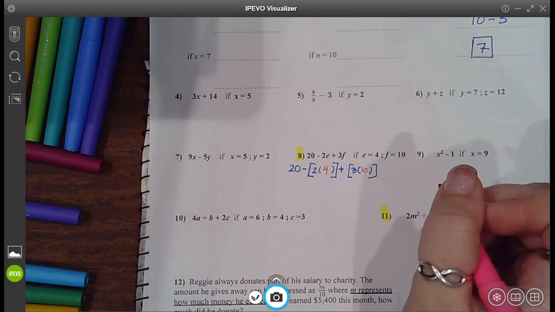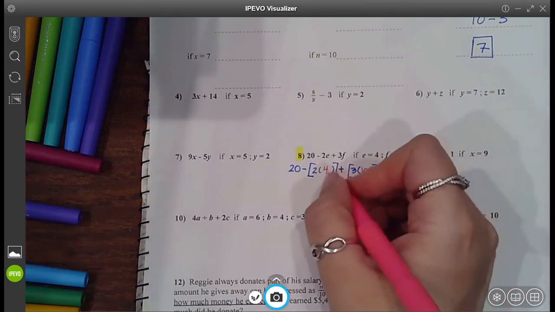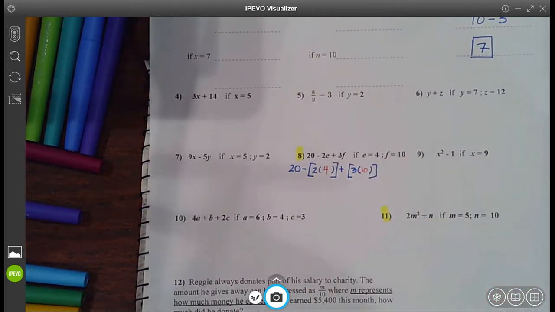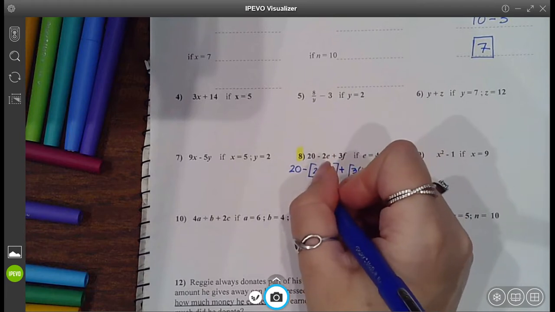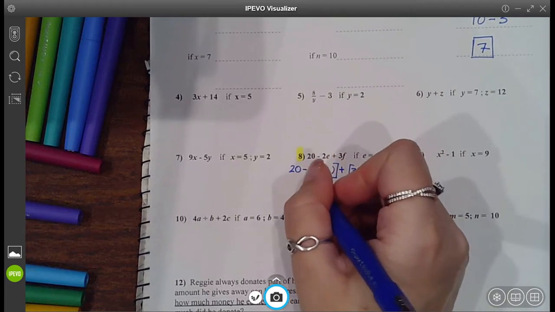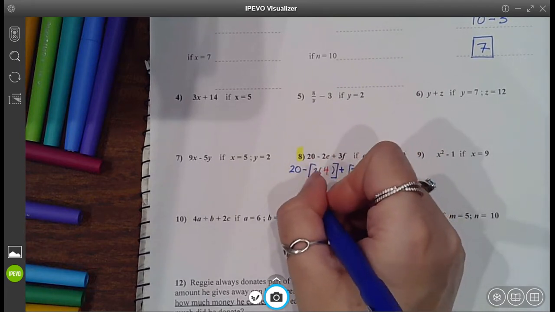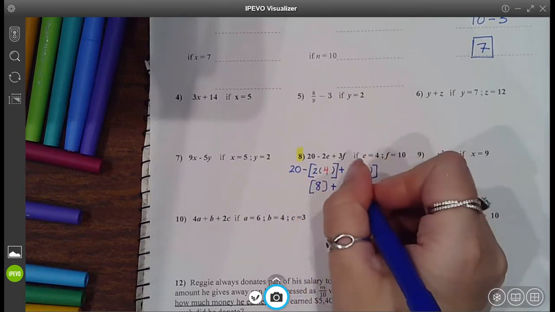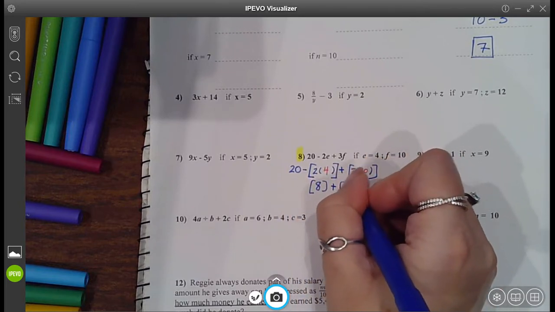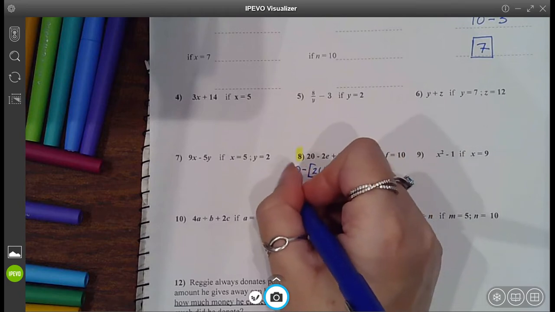So that's why I like to include it in brackets, because I know that this is one term and that's one term. So I'm going to simplify this term. 2 times 4 is 8, okay? And then this term, 3 times 10 is 30. And then bring down the minus 20.